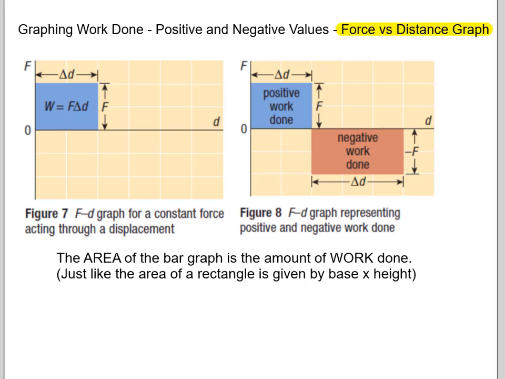Okay, then the last little bit here: graphing work done, positive and negative values. We can plot work done as a positive graph, and we can plot it as a negative graph. Just like we had in kinematics, we have different types of graphs. This is a force distance graph. The area of the bar graph is the amount of work done, just like we did way back in kinematics. Then again, you could take your positive work and your negative work, and if you add those areas together, it can tell you the net work done.